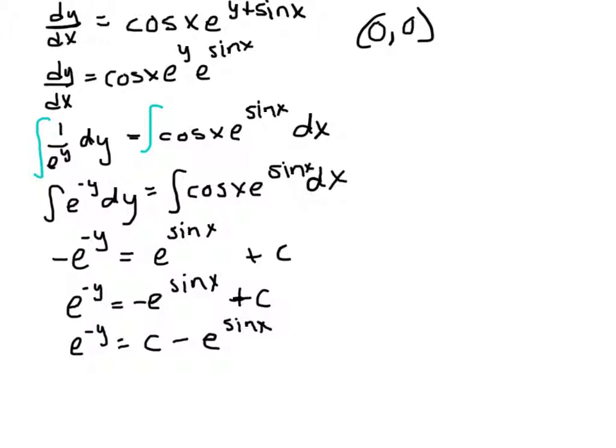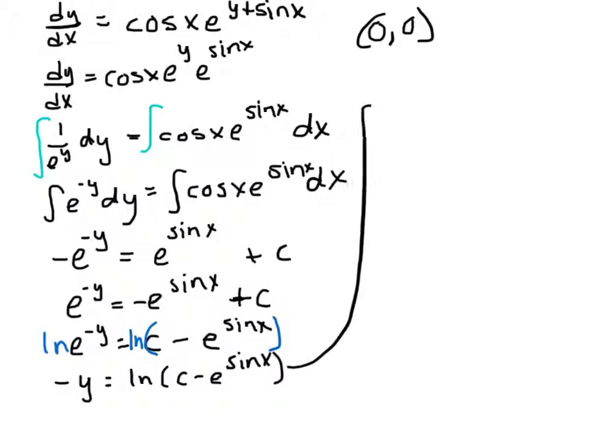All right, now to undo an exponent like that, we're going to have to take the natural log of both sides. You should remember that from Algebra 2. So we're taking the natural log of both sides of this equation. Then we have negative y equals the natural log of c minus e to the sine of x. Finishing it up, let's just divide by -1 again. We get that y, our function, is equal to the negative natural log of c minus e to the sine of x. So this is our general solution, because it contains just a constant and a variable.